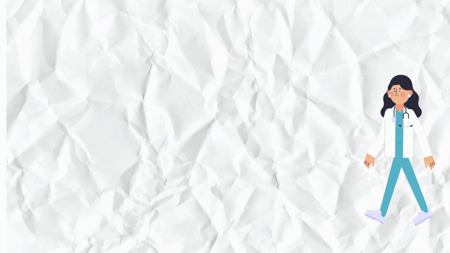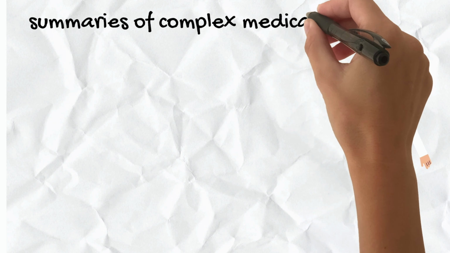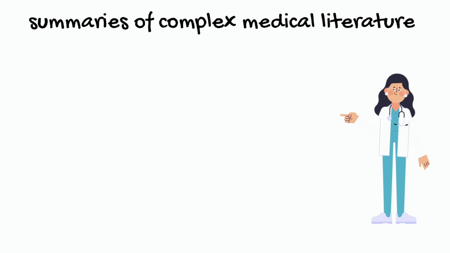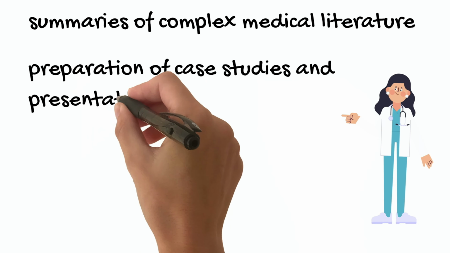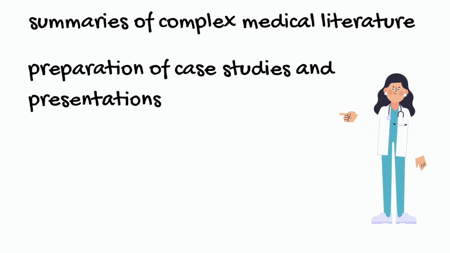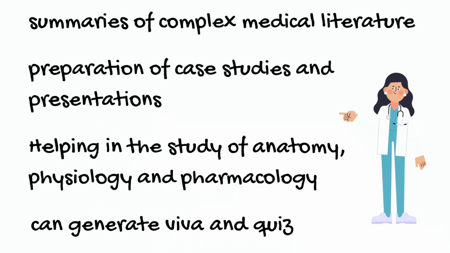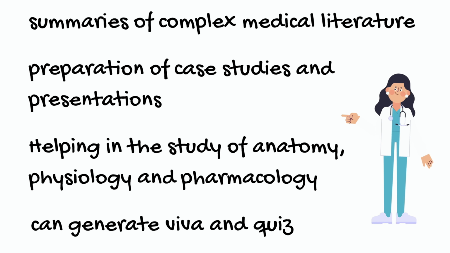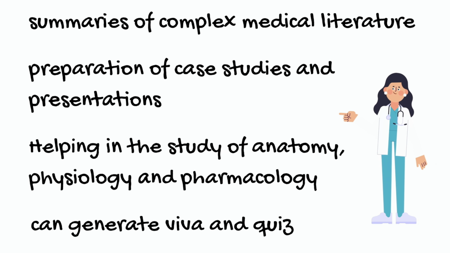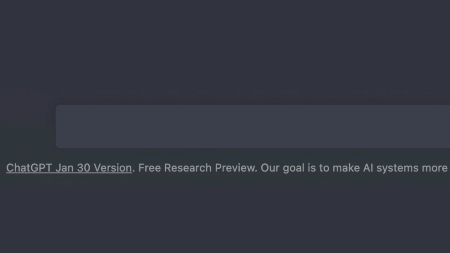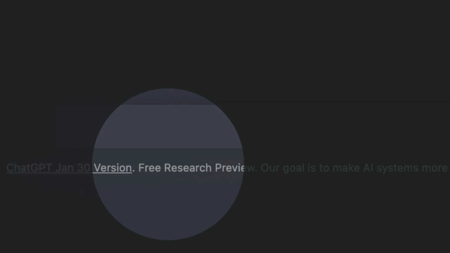ChatGPT can be used for generating summaries of complex medical literature. It can summarize the key points of a research paper or journal article in a more coherent and easy to understand manner. It can also be used in assisting in the preparation of case studies and presentations. ChatGPT can be used to generate detailed explanations and descriptions of various medical conditions, their symptoms, causes, and treatments, which can help medical students to better understand these subjects. And this is all possible under the current preview version of ChatGPT.